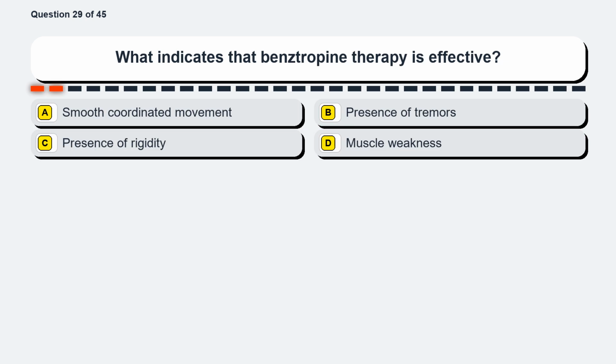Question 29. What indicates that benztropine therapy is effective? Option A, smooth coordinated movement. Option B, presence of tremors. Option C, presence of rigidity. Option D, muscle weakness.